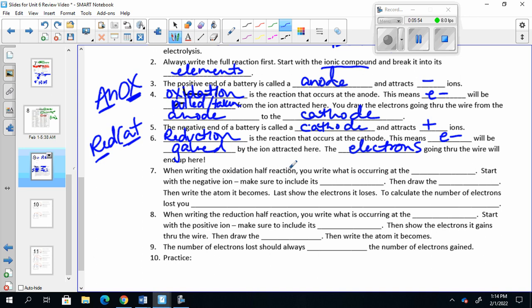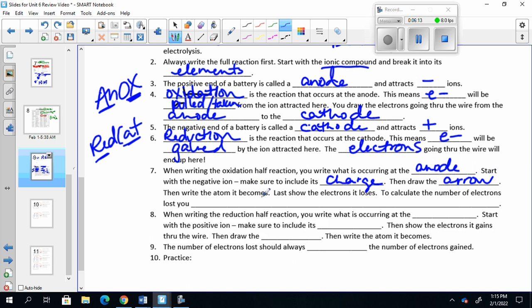When writing the oxidation half reaction, you write what is occurring at the anode, because An Ox. Start with the negative ion. Make sure to include its charge. Then draw the arrow.